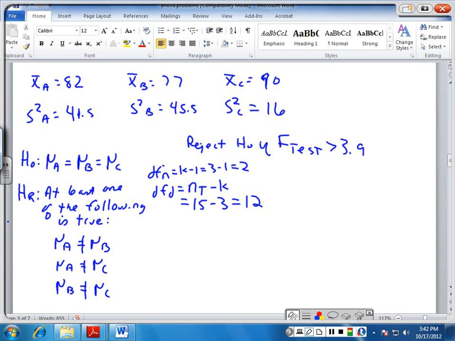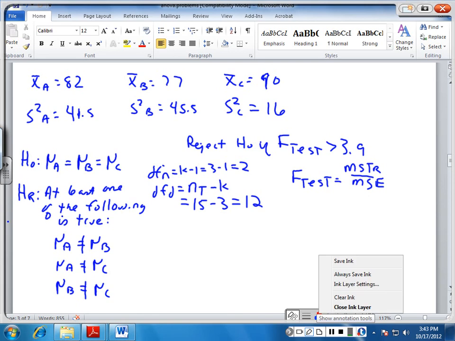And then the F test is going to equal mean square treatment divided by mean square error. Not what I want. Hope I didn't mess this up.